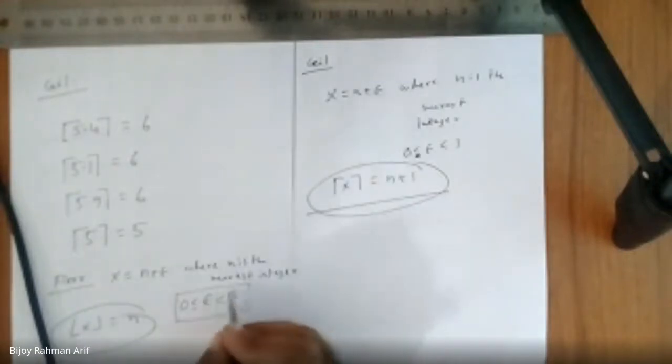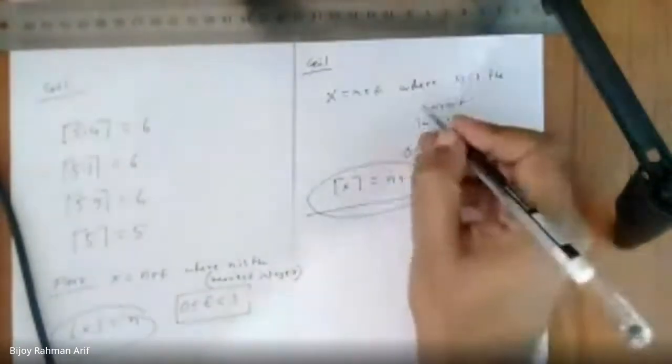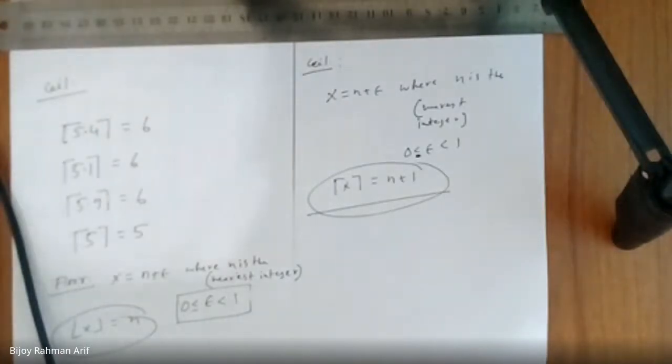So how can you define this nearest integer? How can I define this nearest integer? This is just a statement so far. How can this statement be expressed formally? Tell me. Any idea? No idea? How can you define this nearest integer?